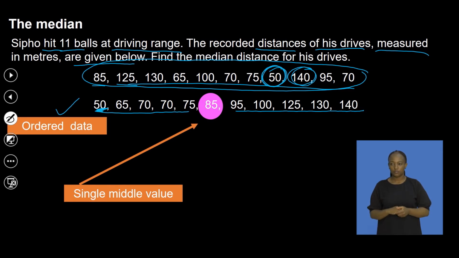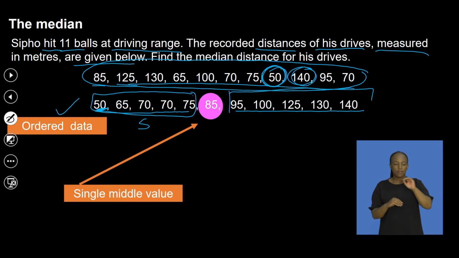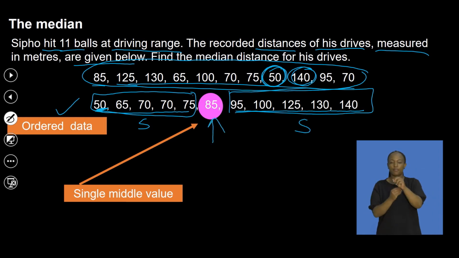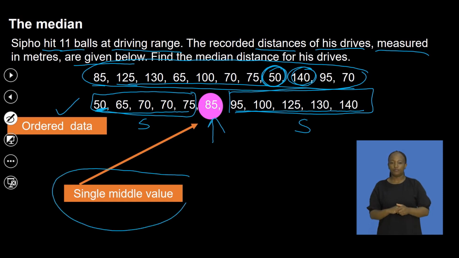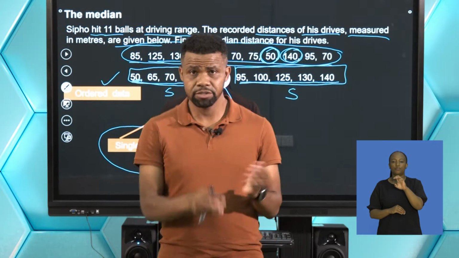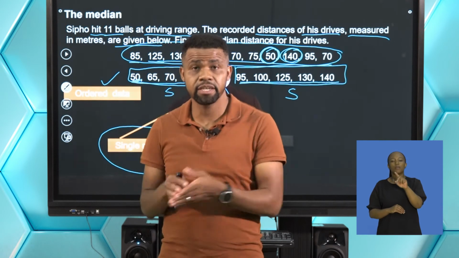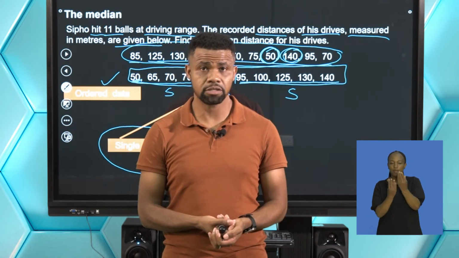So then the middle, we have 11 data sets. So it implies I need 5 this side, and I need 5 this side. Then the middle one is 85, which is the median. So the median distance is 85, which is the middle dot.